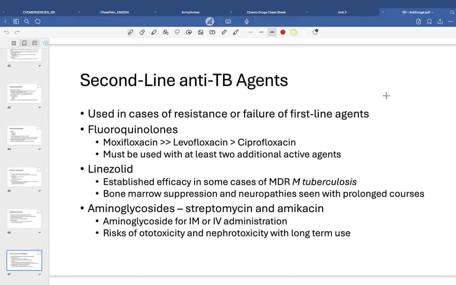Linezolid. This is used for MRSA, right? It can also be helpful for some multi-drug resistant tuberculosis. And because these are prolonged courses, you might see some side effects for linezolid you wouldn't otherwise see, in this case bone marrow suppression. And then aminoglycosides. Aminoglycosides are the ones we use for bacterial infections: gentamicin, tobramycin, amikacin.